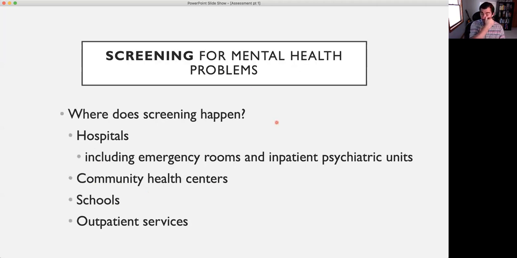So screening for mental health problems is a really crucial aspect of assessment. And screening, again, is something that is broad, that is meant to be done for a lot of different people. And so screening tends to happen where there's a lot of people that need to get tested or need information about their mental health, or where the practitioners working there would find information about mental health useful. So this includes places like hospitals.